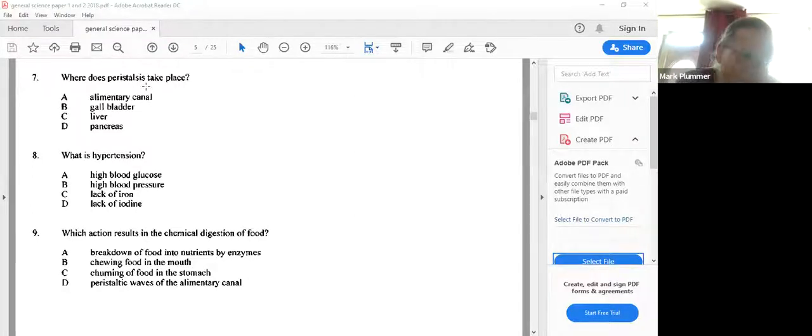Or the pancreas or the gallbladder, anything but A. If you do take a guess, because sometimes you really don't know, it's better to put something in than to put nothing in at all. You never know, you might get it right. So let's just say, for the sake of argument, that you've guessed number 7.